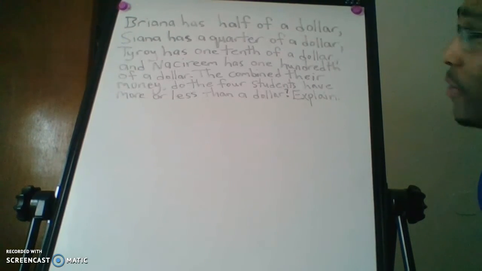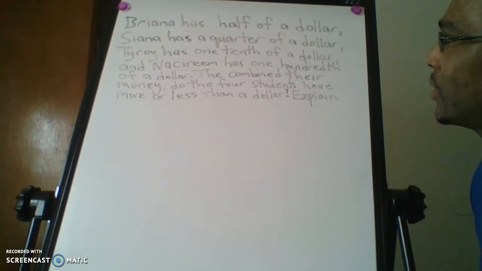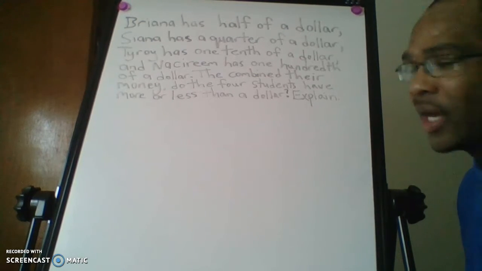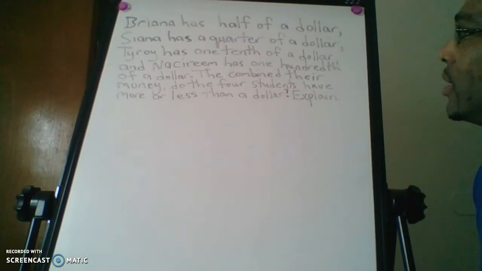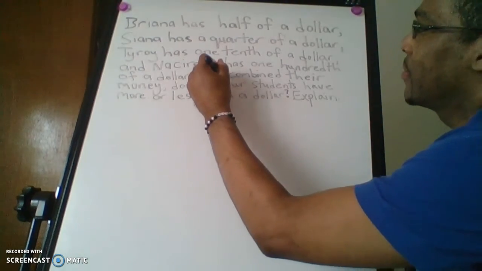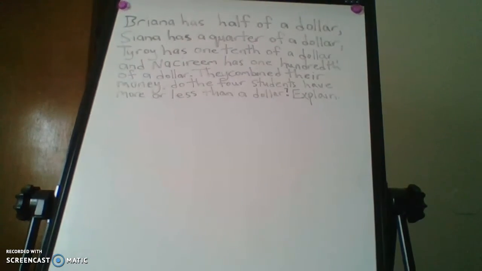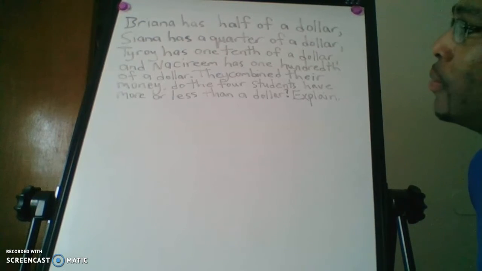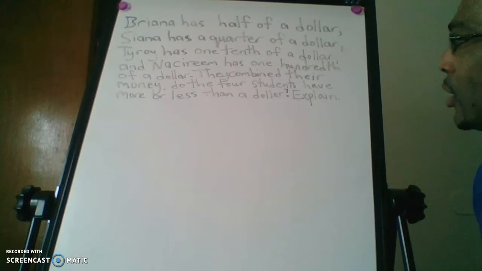Brianna has half of a dollar. Sienna has a quarter of a dollar. Tyroy has 1/10 of a dollar. And Nazarim has 1/100 of a dollar. They combine their money. Do the four students have more or less than a dollar?